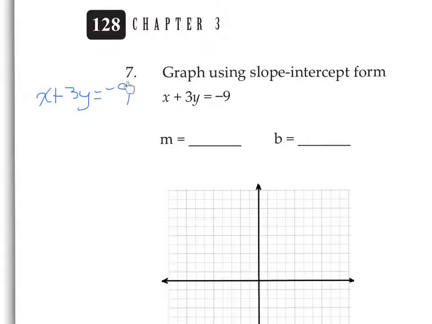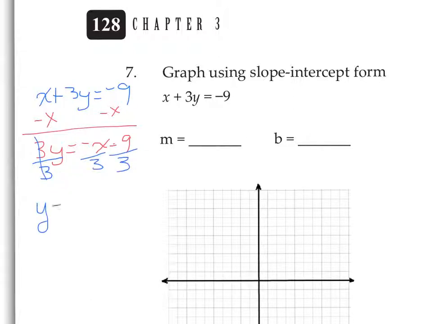The x term needs to go to the other side, so we're going to subtract x. That will give us 3y equals -x minus 9. And then we need to divide by 3 to isolate that y.